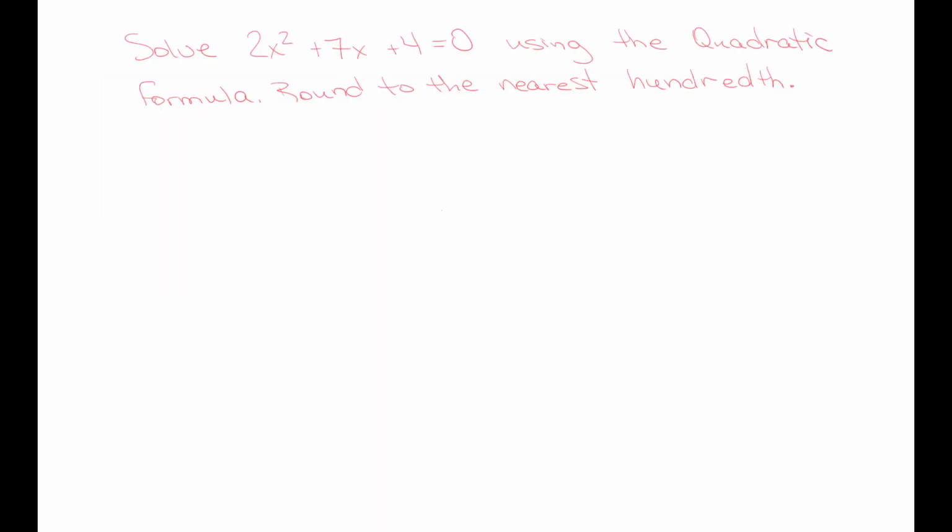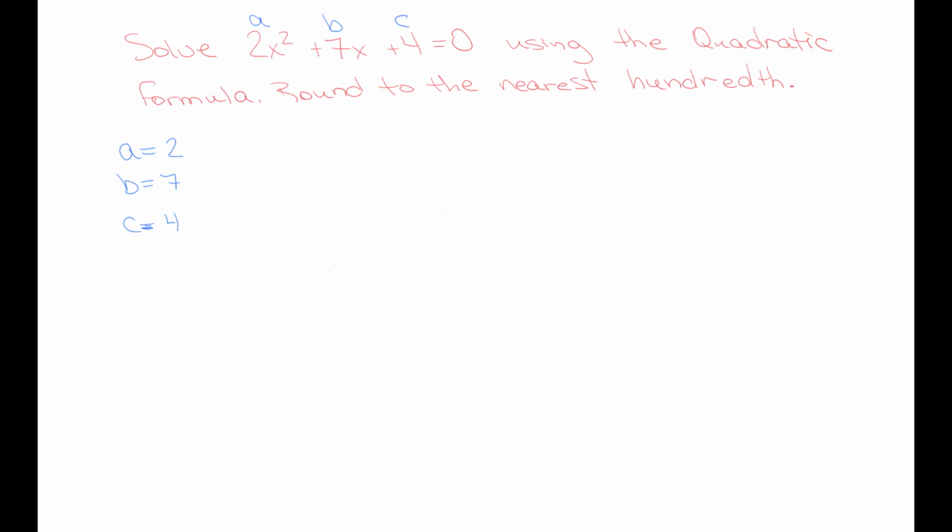I'm going to solve 2x squared plus 7x plus 4 equals 0 using the quadratic formula, rounding to the nearest hundredth. In this problem, I need to know what my a, b, and c are before I even begin. So I always like you to write out to the side what your a, b, and c are. This would be ax squared plus bx plus c equals 0. So my a is 2, b is 7, and c is 4.